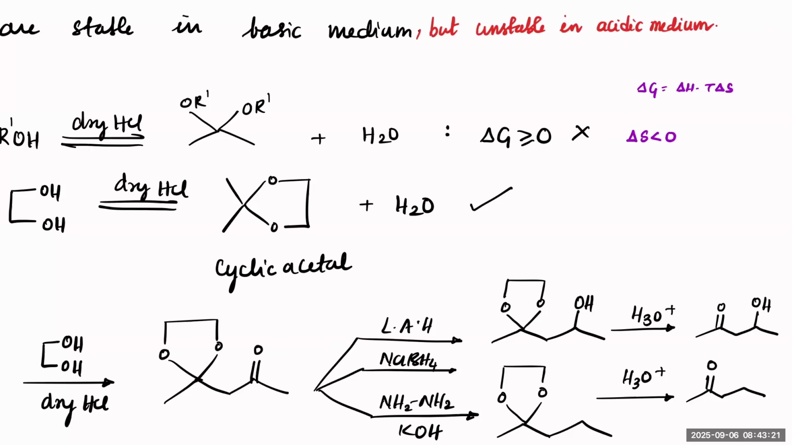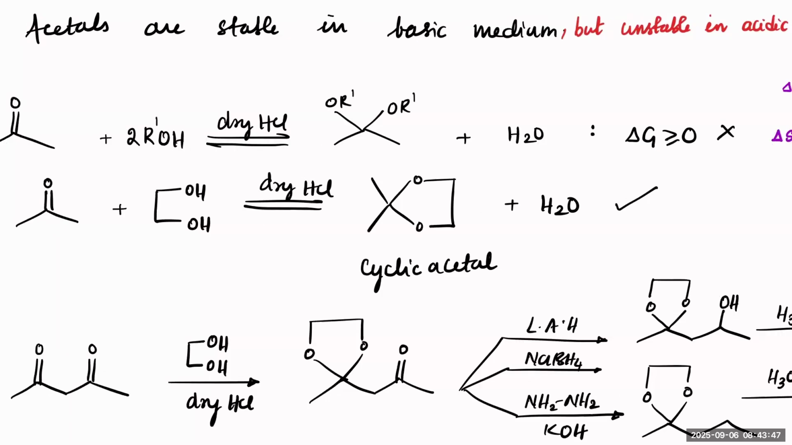So if entropy decreases, that means delta S is negative. This negative and negative will become positive, which means delta G is becoming positive. Positive means non-spontaneous. Delta G negative means it is spontaneous, correct? So therefore, this would be the more non-spontaneous form. That's why a ketone trying to form an acetal is relatively difficult if it is an open ketone. Open ketone means open chain ketone.